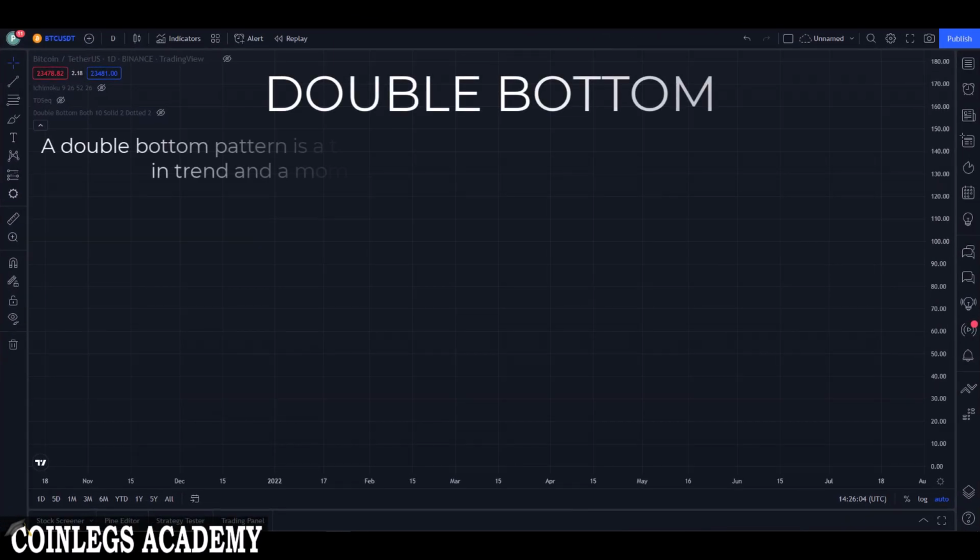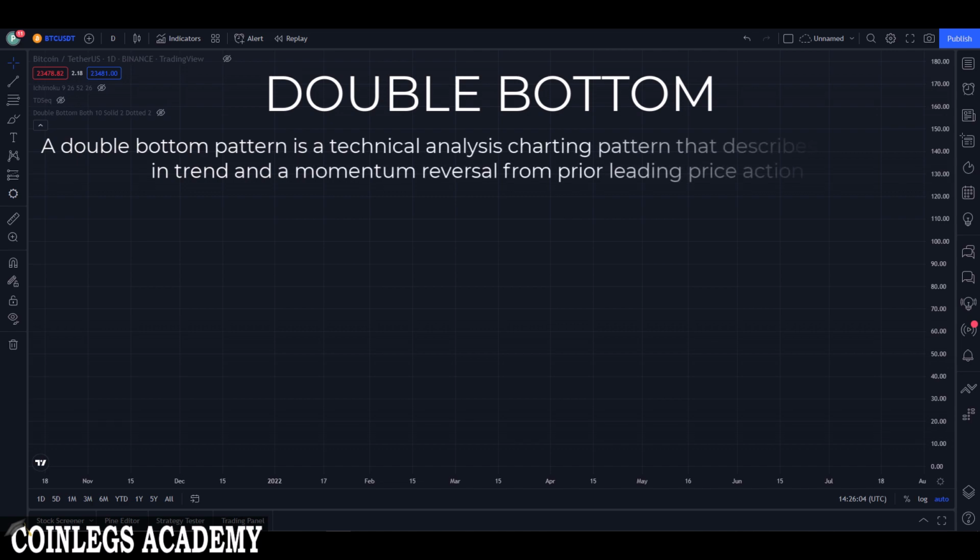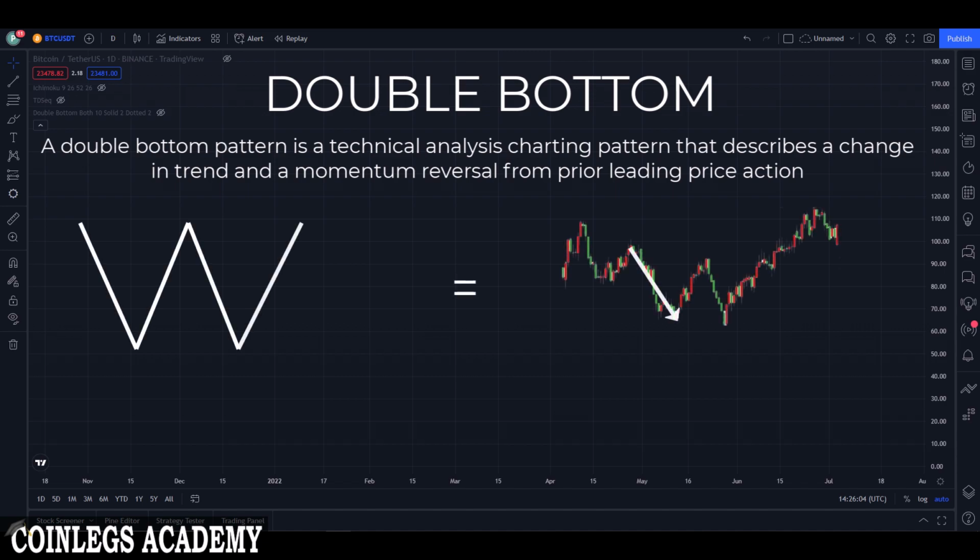A double bottom pattern is a technical analysis charting pattern that describes a change in trend, a momentum reversal from prior leading price action. The double bottom looks like the letter W. The twice touch low is considered a support level.